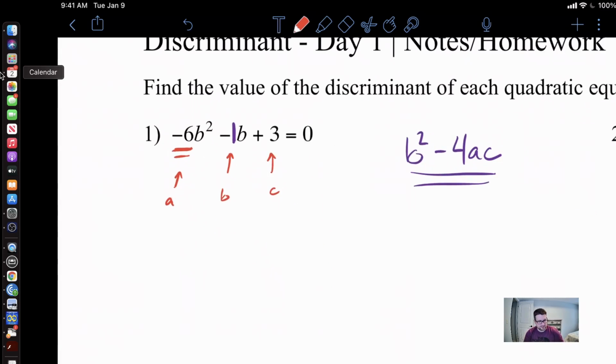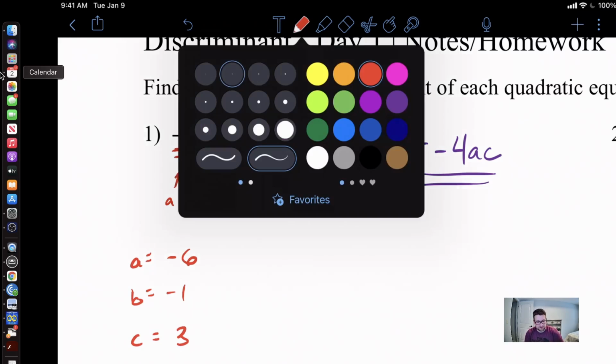So what I always like to tell my kids to do is to make a list. A, B, and C. A is -6, B is -1, and C is 3. Now, once you have that list made, you're about halfway, but you're definitely well into the problem at that point.